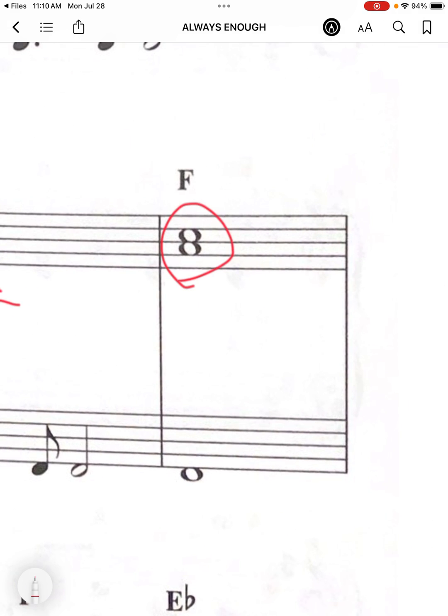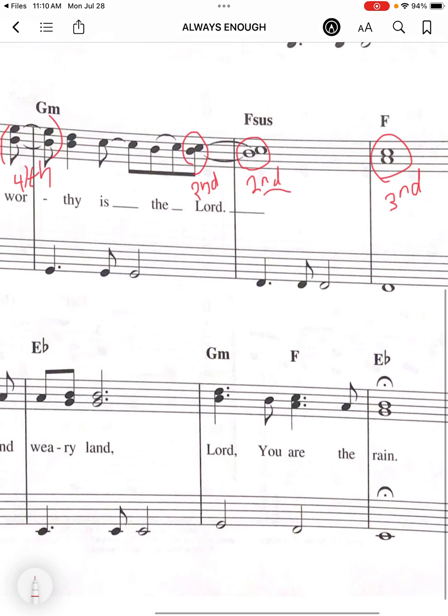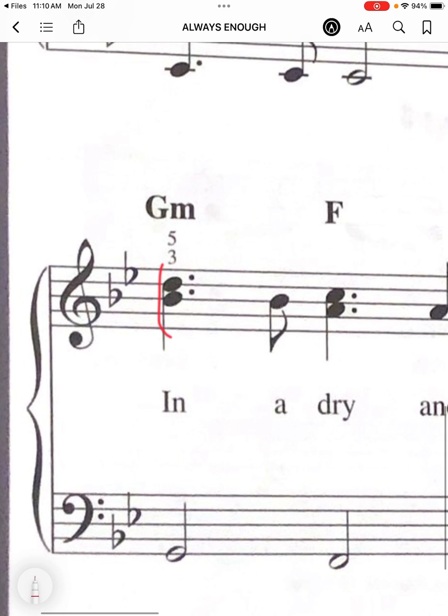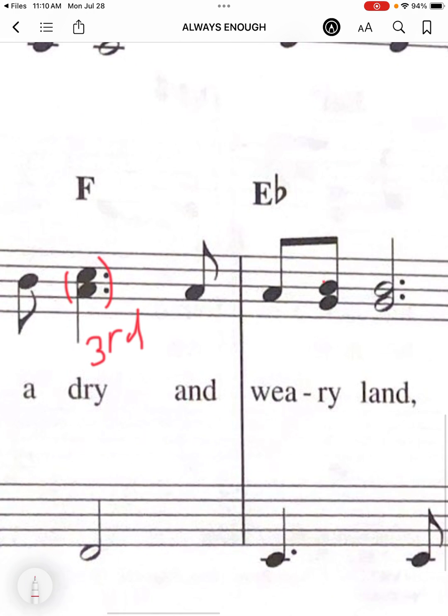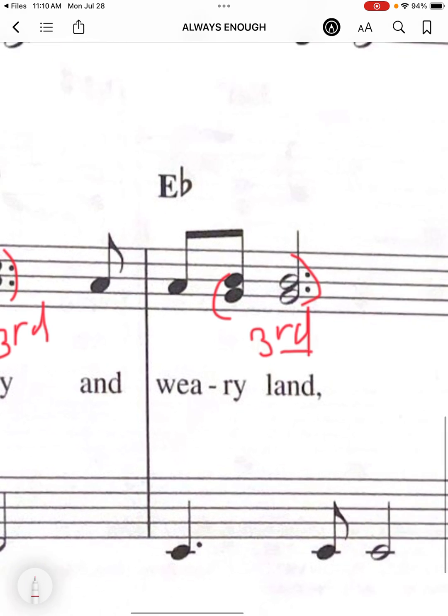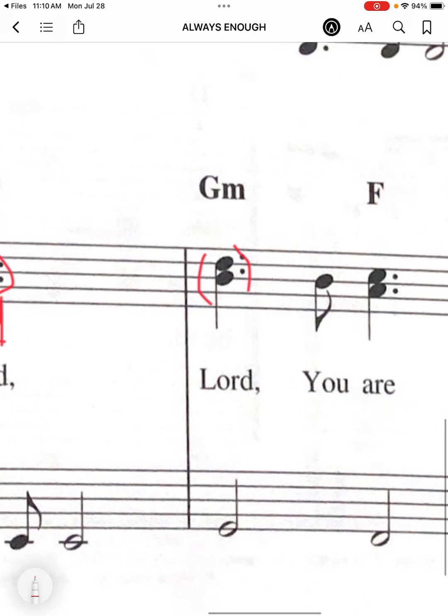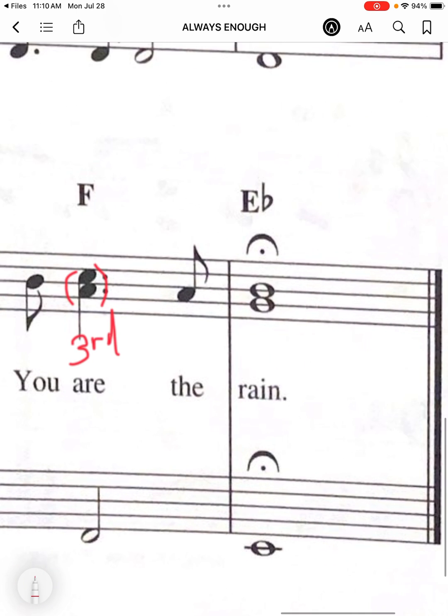Then go to a third. Third on this one. Taking this bracket, this one's a third. Interval, interval, third. This one's going to be interval third on this one. This is interval of a third. Third on you, third on you. And the last one is a third too.